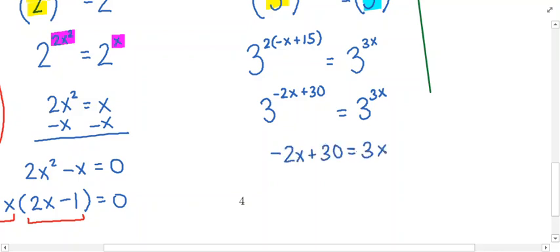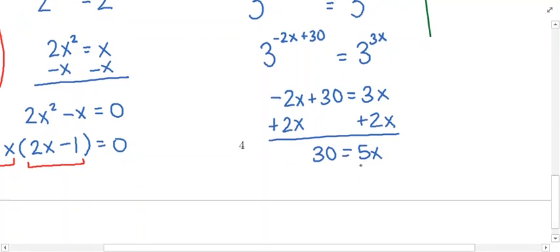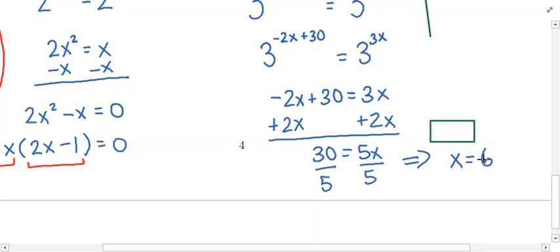So we're going to set negative 2x plus 30 equal to 3x, and we're going to solve for x. This is a linear equation. The highest power of x is 1, so we just need to isolate x. I'm going to put everything with an x on one side, all the numbers on the other side. I'm going to add 2x to both sides. That's going to tell me that 30 is equal to 5x. And then if I want x, I just need to divide both sides by 5, and so I get x needs to be 6. And that's it. There's your answer.